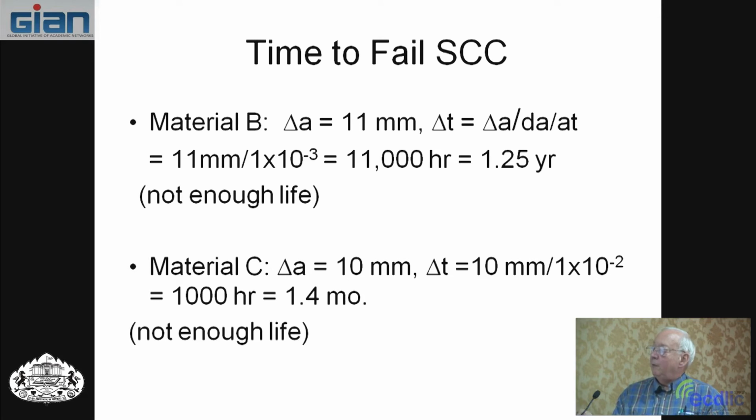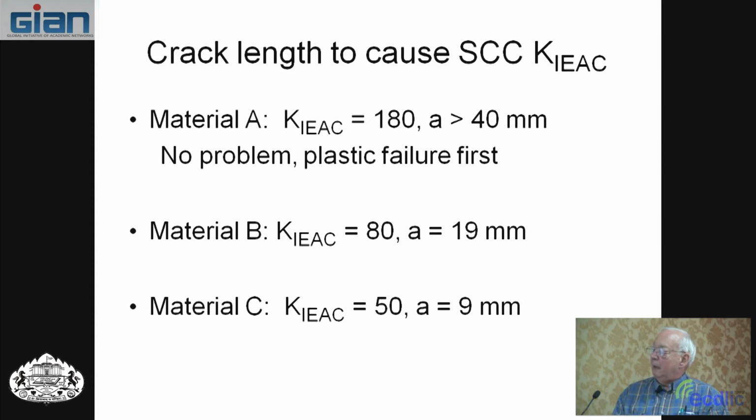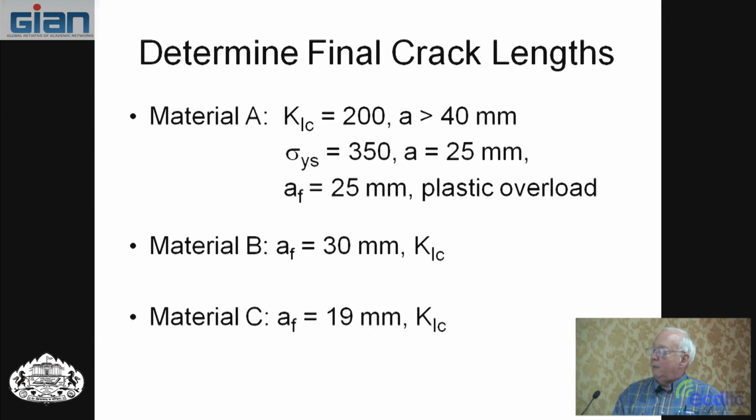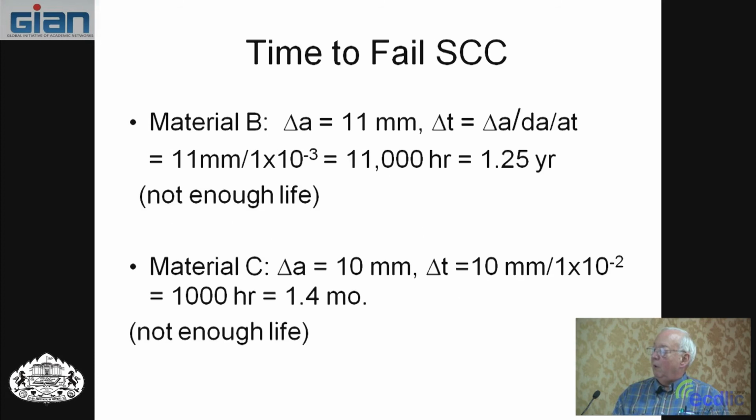Now, I looked at time to fail due to stress corrosion cracking. Here, the crack starts to grow due to stress corrosion cracking at 19, but it fails at 30, so it could grow 11. So for example, if the crack grows 11 millimeters due to da/dt, it would fail. I got that it would fail in a little more than a year, 11,000 hours. That's not enough life.